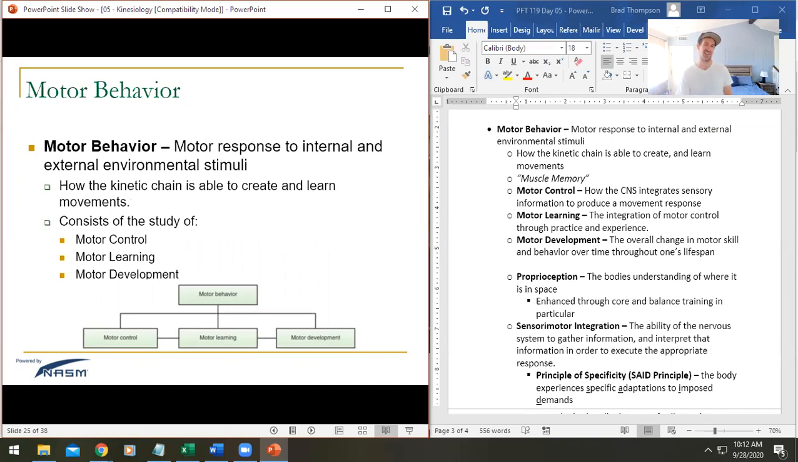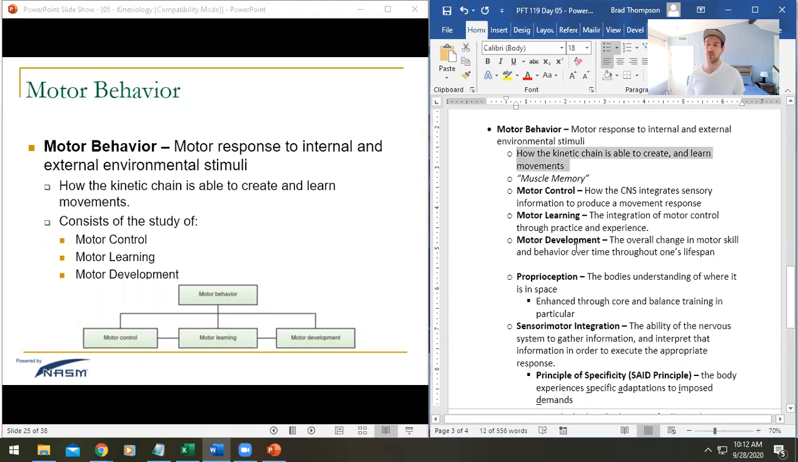Anyway, let's go ahead and look at motor behavior, because Irene, you were just asking about this, right? So what is motor behavior? It is your motor response to that internal or external stimulus, right? So remember, we said movement is a response, your body's responding to information about the body itself, but also information about how it's interacting with the outside world. So we've got 3 main things here. It's how your kinetic chain is able to create and how it is able to learn movements. That's what your motor behavior is. So the behavior is kind of a big term describing all of this.